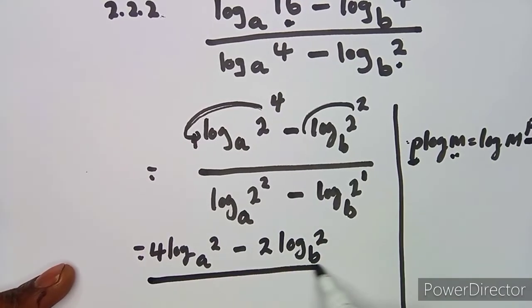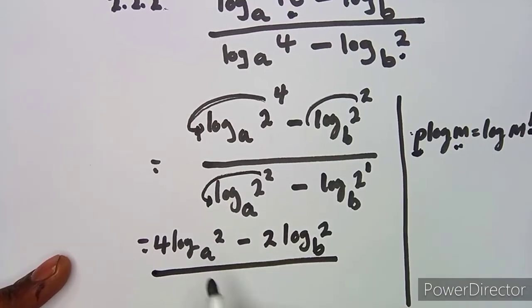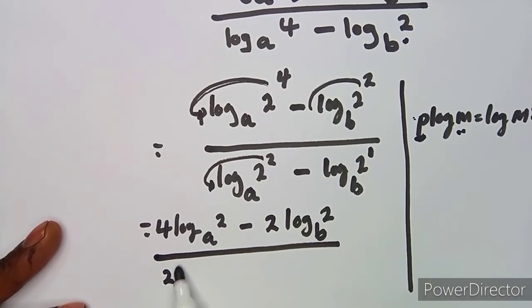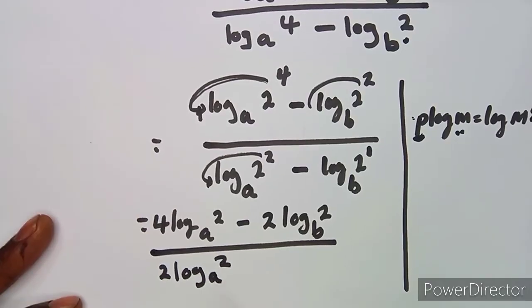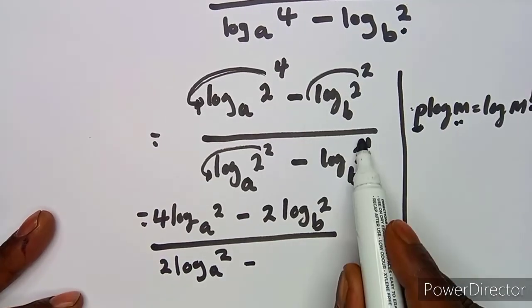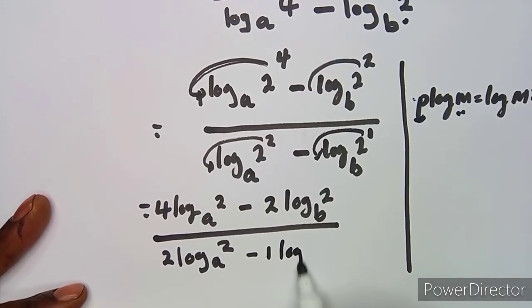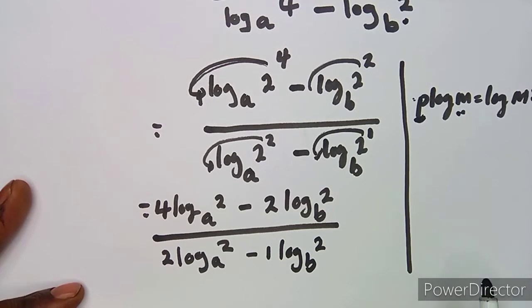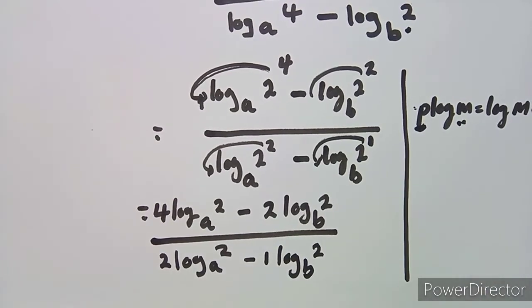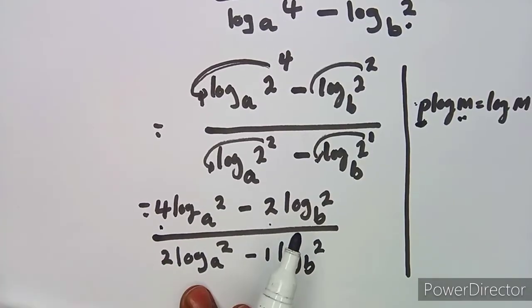We do the same here. We drop this number, it's going to be 2 log 2 base a, minus here it's just 1, so 1 log 2 base b, but there's no effect on that one. At this stage we are still nowhere. Where are we heading? But here there's something that is common. Actually 2 is common, so if I factor out 2, maybe a magic can happen.